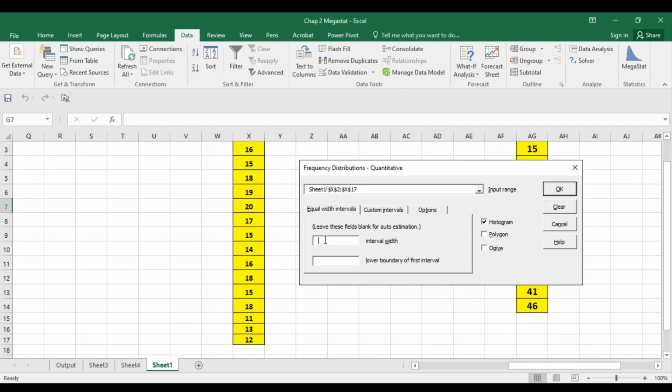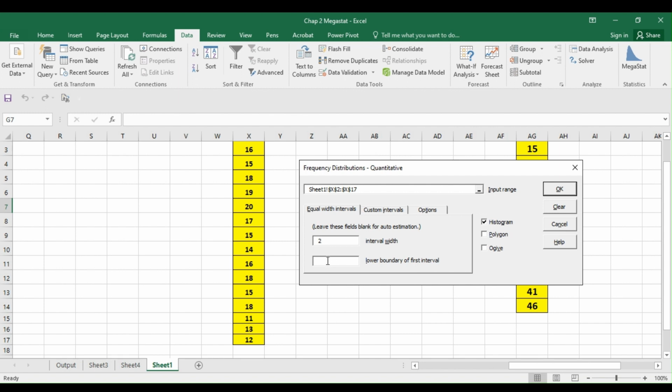we will put equal class intervals. Equal class intervals means the width is fixed. Your coordinator will tell you in exams what interval width you have to use. In our case, in this example, I will use 2.